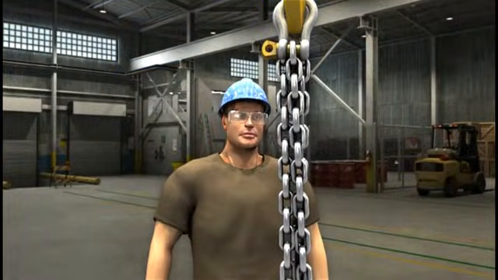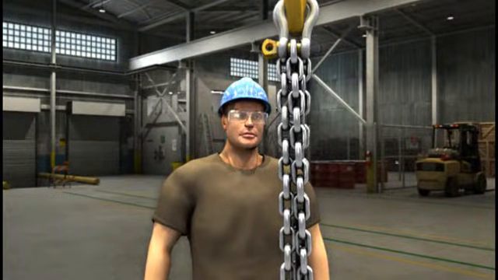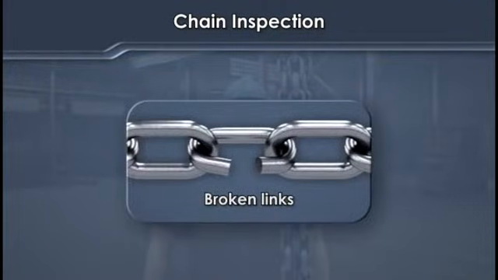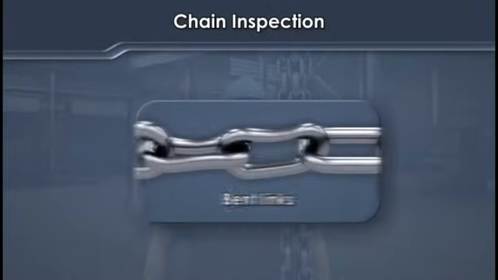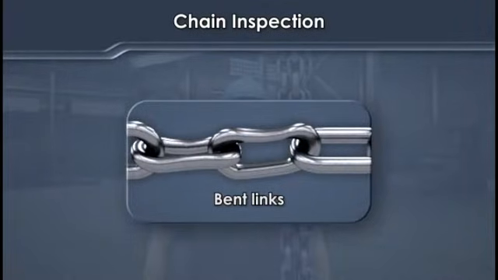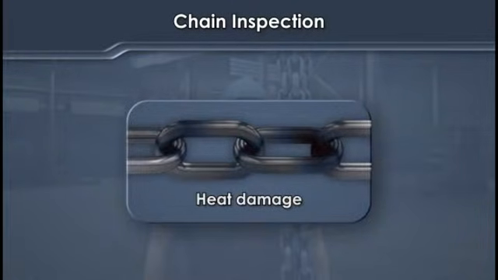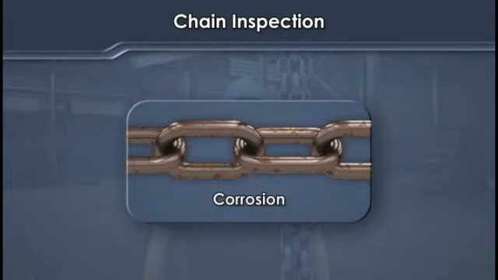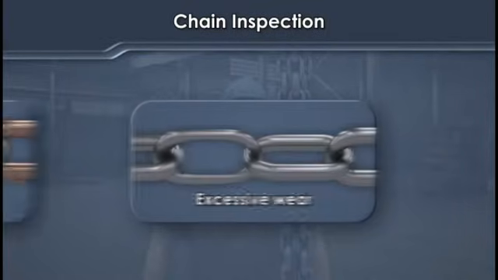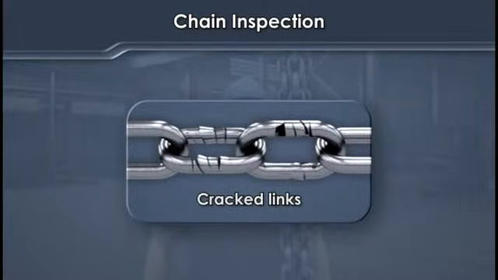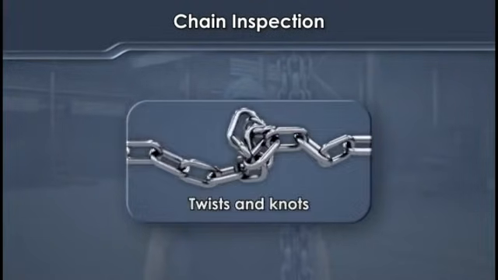Chains must be inspected for problems before use. Chain problems include broken links, bent links, stretched links, heat damage, corrosion, links with excessive wear, and cracked links. Also, chain slings should never be used if the chains are twisted or knotted.